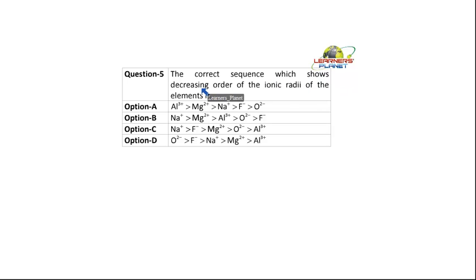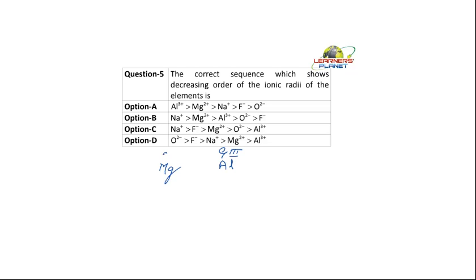The correct sequence which shows decreasing order of the ionic radii of the elements is... Here you first take out the elements, to which group they belong. First of all, let's take up the cations. What are these? The cations are aluminium, it belongs to group 3.